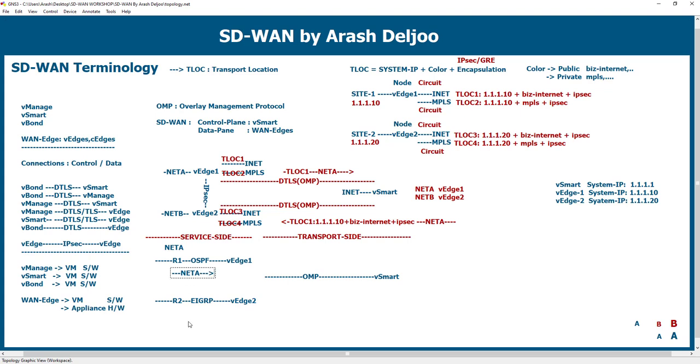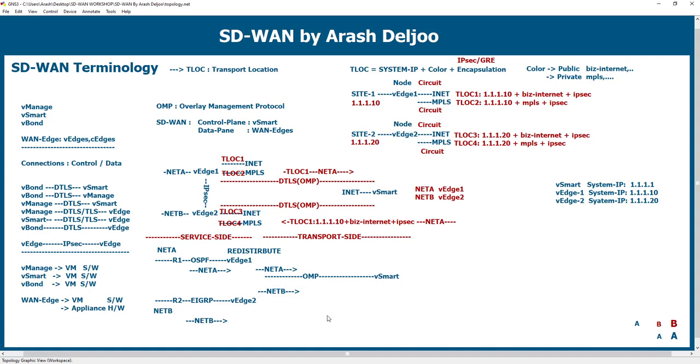How can we send the OSPF routes with OMP? What is your guess? Yes, with redistribution. We can redistribute OSPF to OMP in WAN edge 1 and send net A to vSmart. And also, we can redistribute net B that I received from EIGRP to OMP to send to the vSmart.